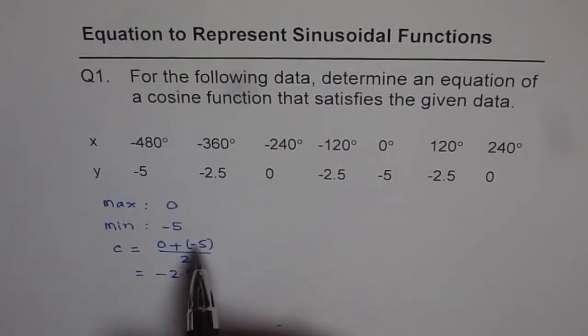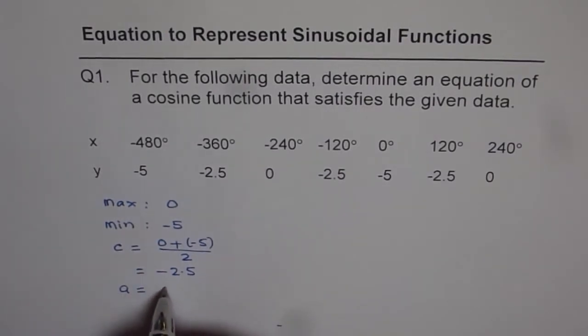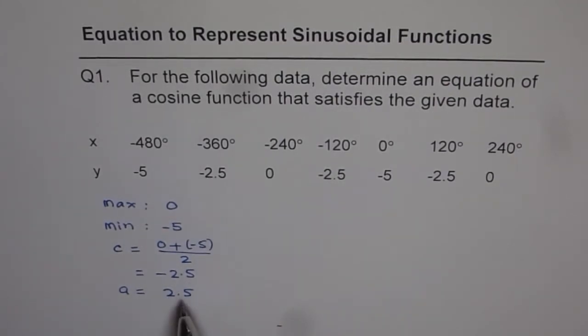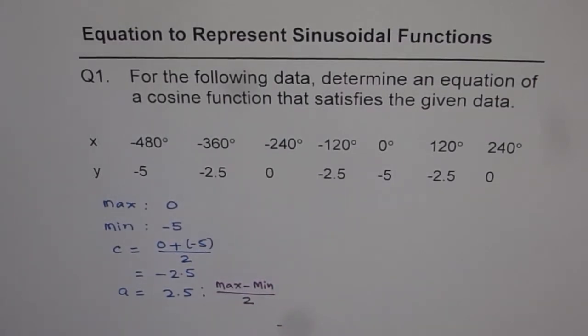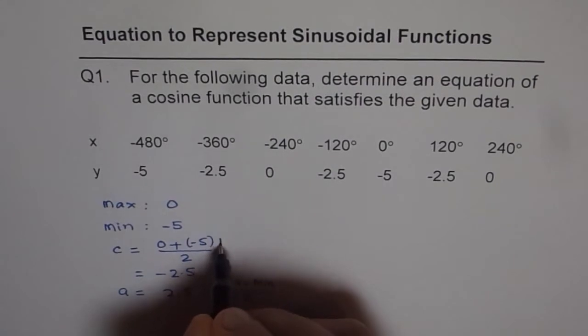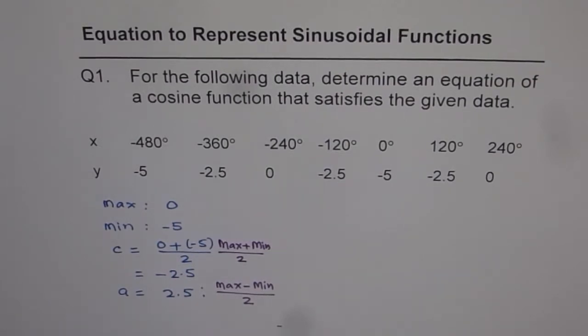Once we know c, we could find amplitude by the difference of maximum and c. So amplitude is c minus maximum, but it has to be an absolute value, so amplitude is 2.5 for us. You could also find amplitude by subtracting maximum minus minimum and dividing by 2. That will also give you the same result. And c we found by average, that is maximum plus minimum divided by 2, correct? So that is how we get these values.